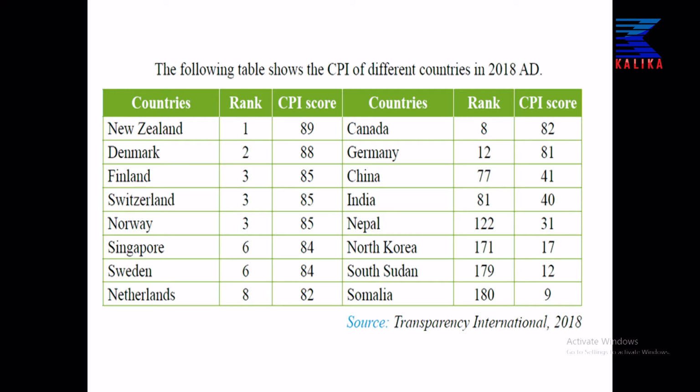But if you look at the other side, Somalia has 9 score, South Sudan has 12 score, North Korea has 17 score, Nepal has 31 score and India has 40 score. It means these are the top countries where the corruption is high. So, that data shows the reality of where the corruption is high and where the corruption is low.